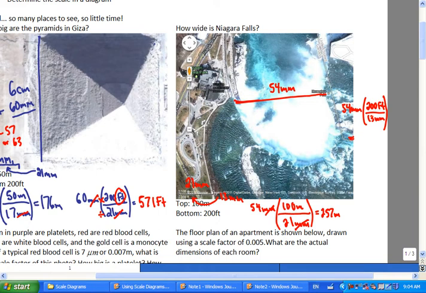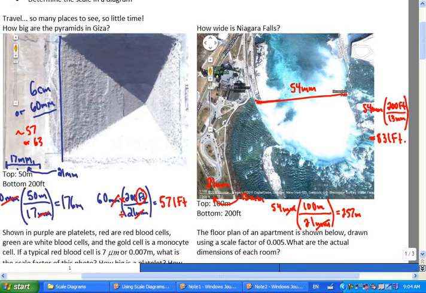So what did we end up with in feet this time? 830? 831 feet. And again, your diagram may vary, depending on your accuracy, your measurement, but that's how we would use the scale to figure out the actual sizes. Okay.